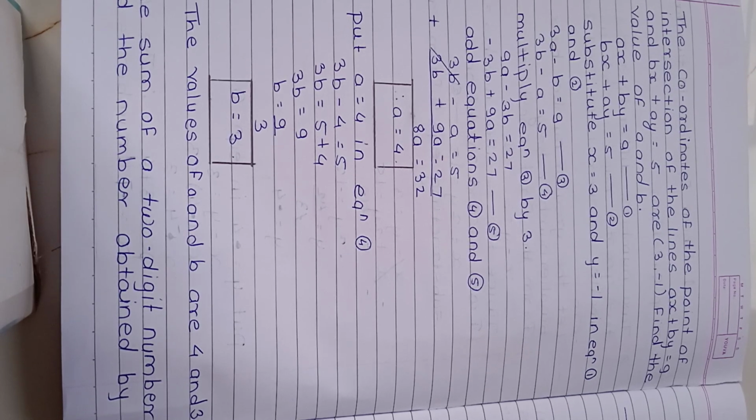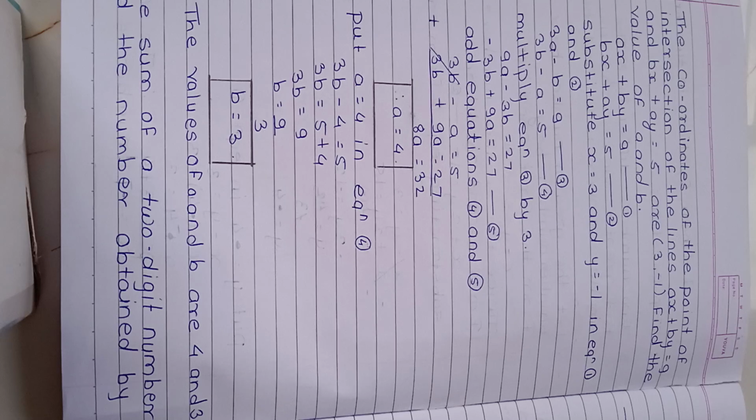Multiply equation 3 by 3. 9a minus 3b is equal to 27, that is, minus 3b plus 9a is equal to 27. Add equation 4 and 5. 3b minus a is equal to 5. -3b plus 9a is equal to 27. 8a is equal to 32. Therefore, a is equal to 4.